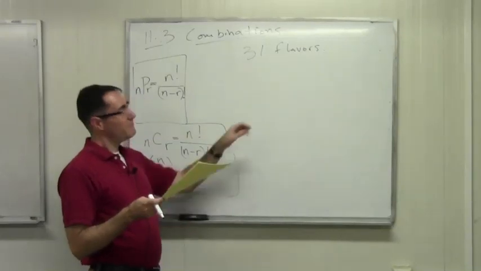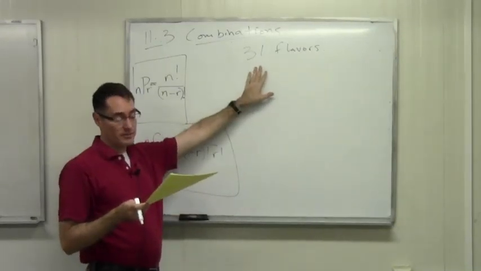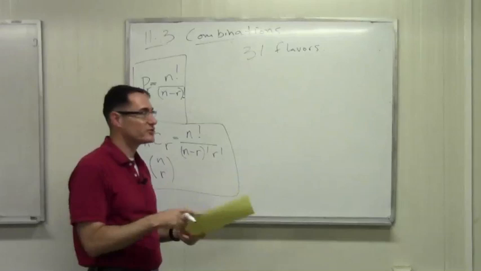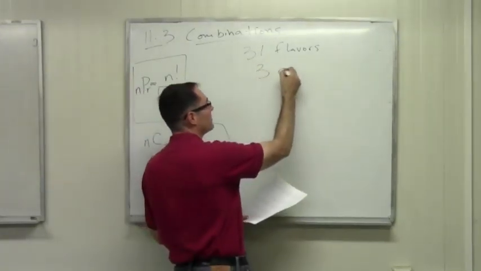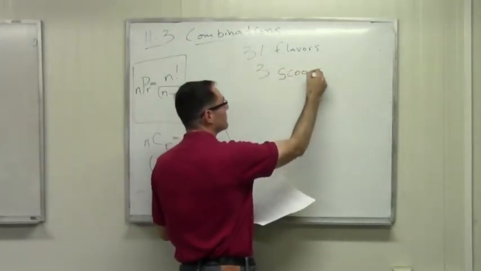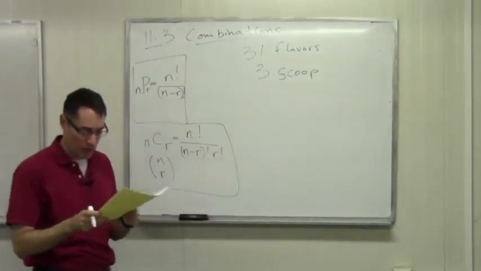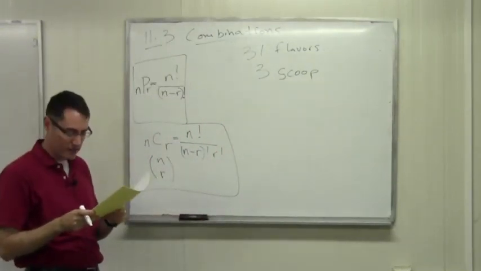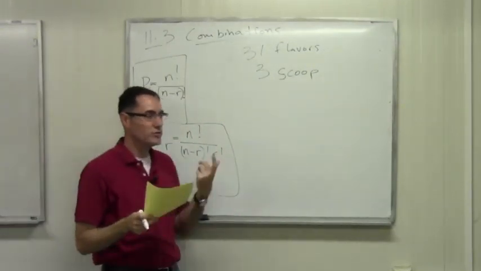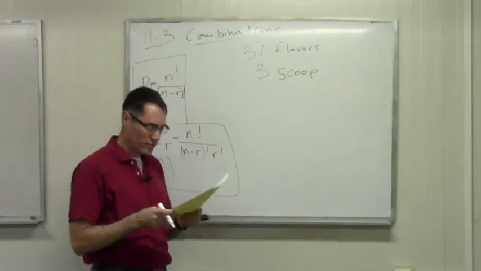Okay, Baskin-Robbins has 31 flavors. How many ways can you prepare a three scoop ice cream? Three scoops. How many different ways with all those distinct flavors? In other words, you can't do two of the same flavor, so you've got to pick three different flavors.